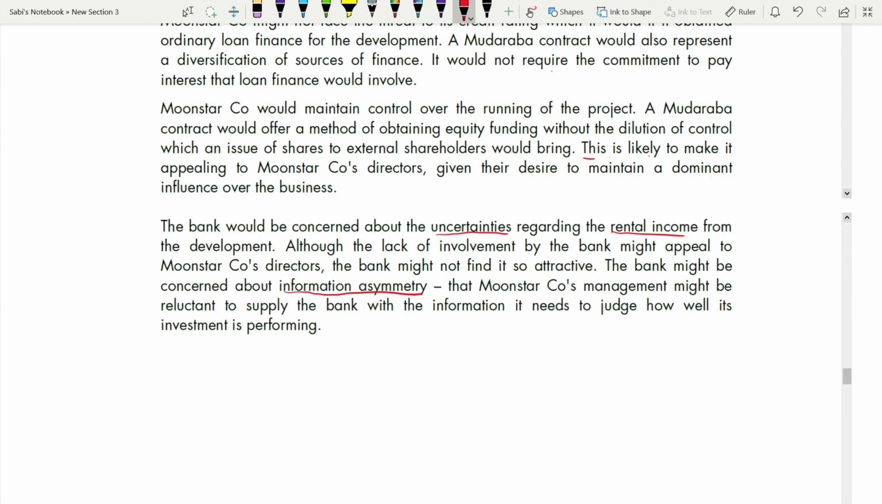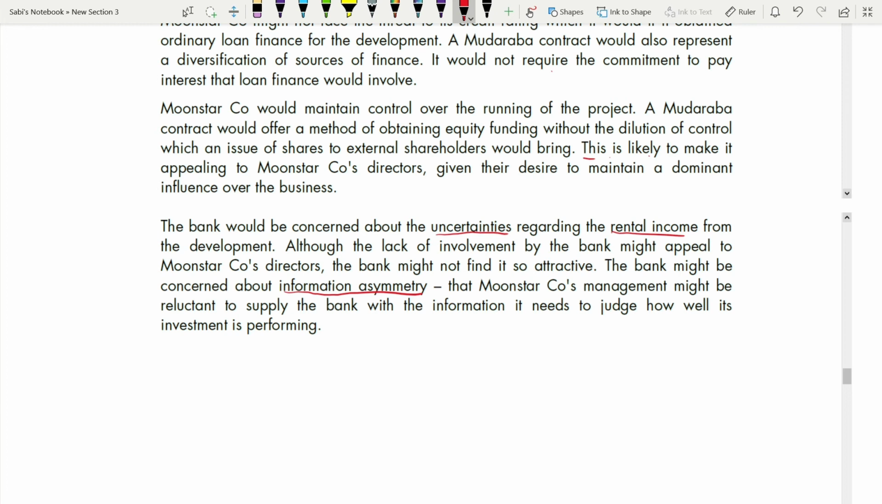Right? Moonstar does not want to supply that much information to the bank about how their investment is performing. But the bank, on the other hand, might need such information to assess how well their investment is performing, because they are the one providing capital. So there's an information asymmetry. Because of the uncertainty of rental income and information asymmetry, these two reasons might be a concern for the bank. They might not be so happy with this proposal. It might not be appealing to the bank.